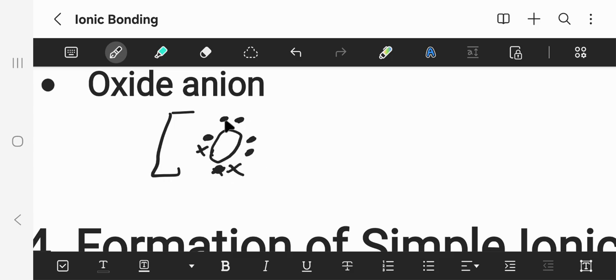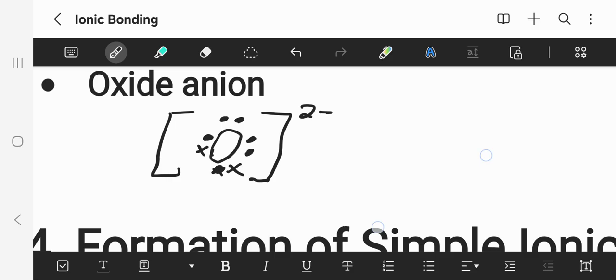And now it's going to have how many electrons? 8 valence electrons. 2, 4, 6, 8. And this will make it stable, and at the top here we'll show a 2 minus to say oxygen has gained 2 electrons, this one and this one. Guys, I hope it makes sense so far. This is when we are doing it for individual atoms.